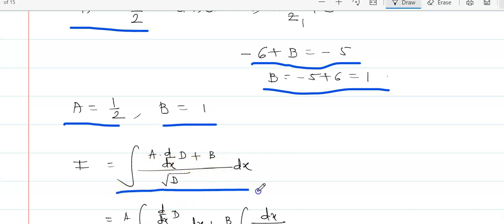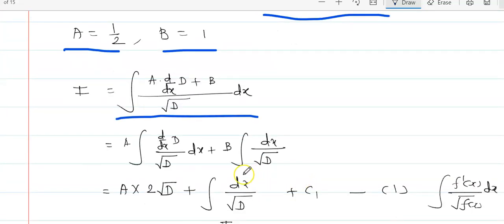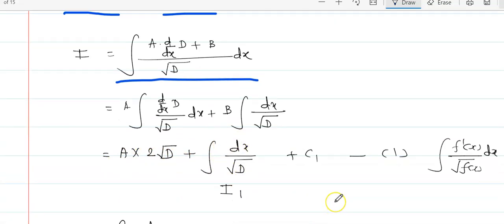To write it very briefly, if we write it symbolically, it also works. It doesn't matter. That is a into integral d/dx of d upon root of d into dx plus b integral dx upon root of d. Then we know the integral of f dash of x upon root of f of x is 2 times root of f of x. Therefore 2 times in root of d, that is a into 2 root of d plus integral dx upon root of d plus c. This is one type in it.